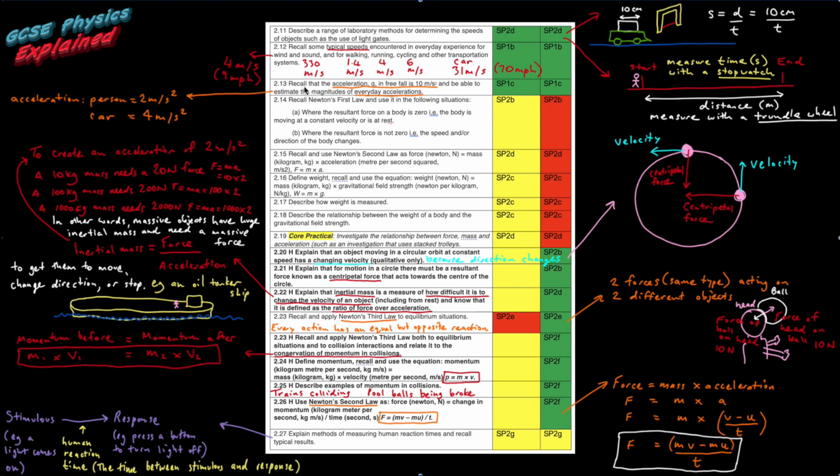You need to be able to recall that the acceleration, g, in free fall is 10 meters per second squared, and be able to estimate the magnitudes of everyday accelerations. So make sure you know that gravity is 10. You'll get a mark just for knowing that. For everyday accelerations, a person could be accelerating at 2 meters per second squared, and a car pulling away could be 4 meters per second squared.